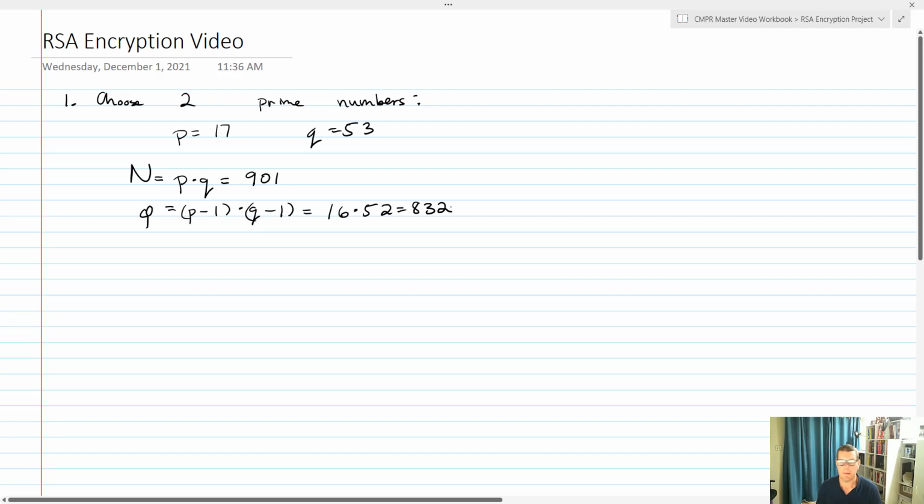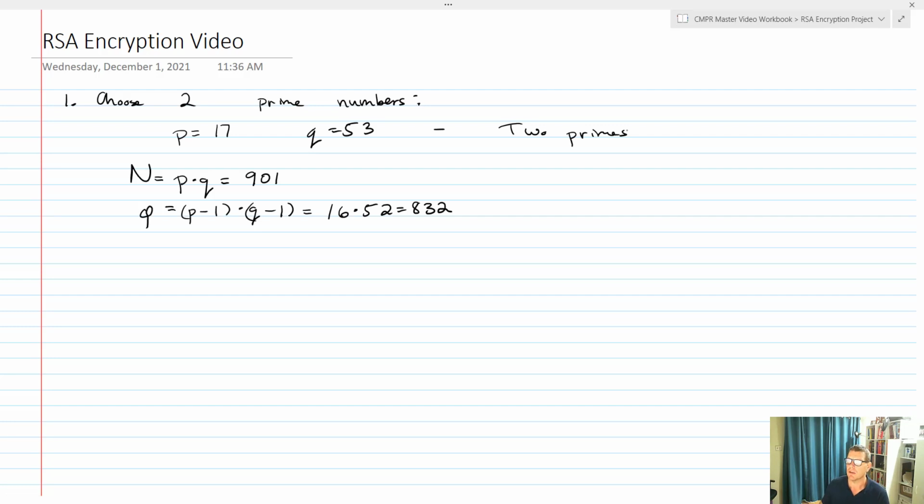All right? So we pick two primes. N will end up being the multiplication of those two primes, and then phi will end up equaling P minus 1 times Q minus 1. So go ahead, you can try that out, generate a pair for yourself.